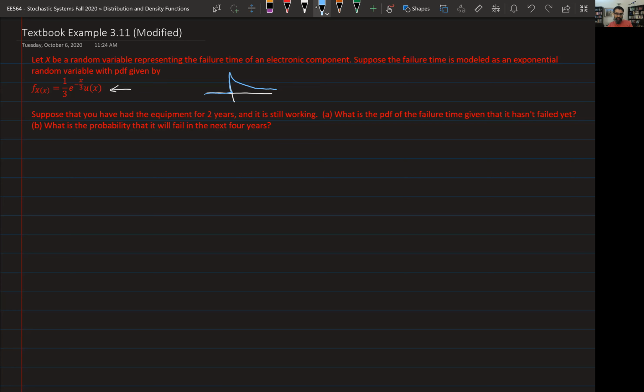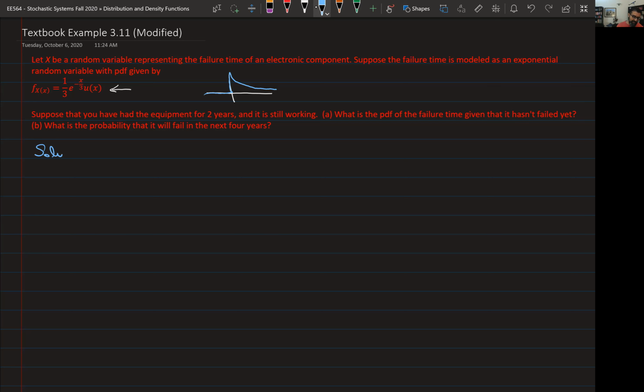Now, what conditioning is given? The conditioning is that you've had the equipment for 2 years and it's still working. So you bought the equipment some 2 years ago and it's still operational. Now somebody asks, what is the PDF of the failure time given that it hasn't failed yet, and what is the probability that it will fail in the next 4 years? 2 years have passed; what is the probability of failing in the next 4 years? That's something we wish to evaluate. So there is a conditioning here, and based on that conditioning, we need to evaluate a conditional PDF. What is that conditioning here?